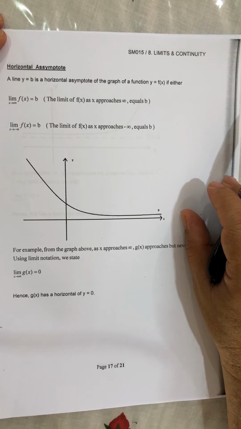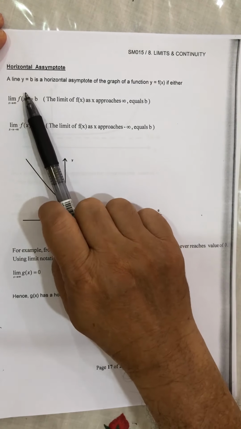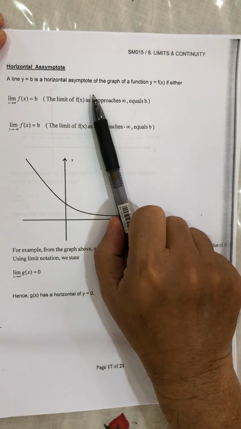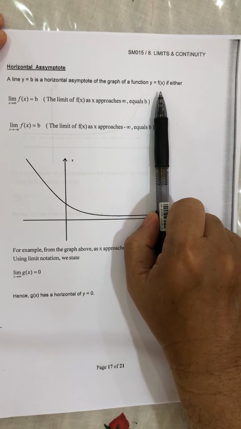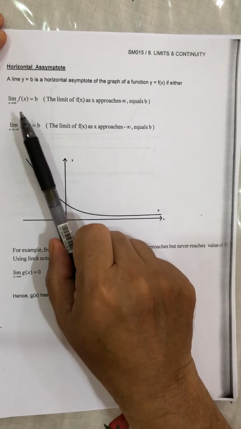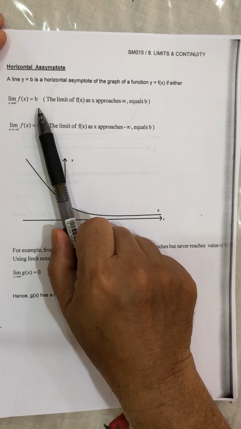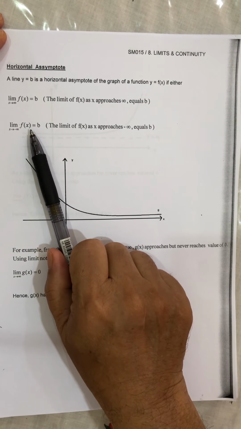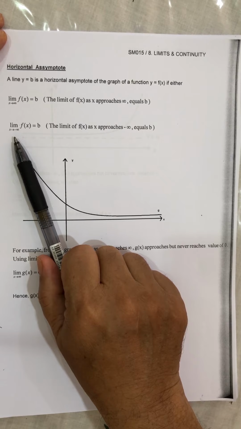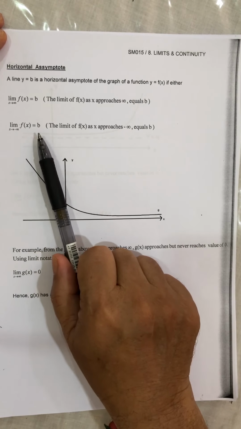Now we look at the horizontal asymptote. A line y equal to b is a horizontal asymptote of the graph of function y equal to f(x) if either the limit of f(x) when x approaches infinity is equal to b, or the limit of f(x) when x approaches negative infinity is equal to b.